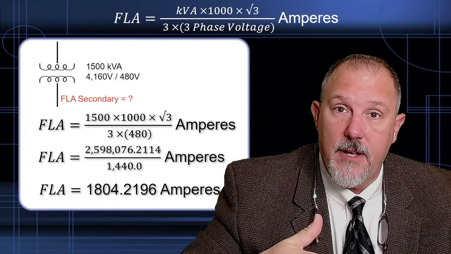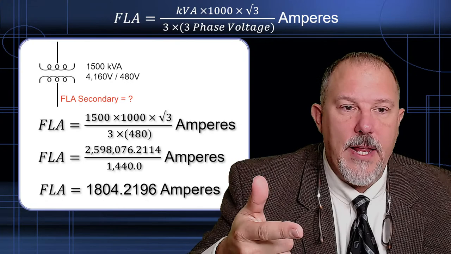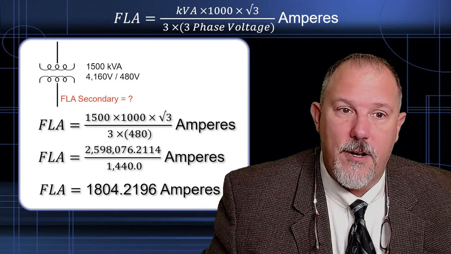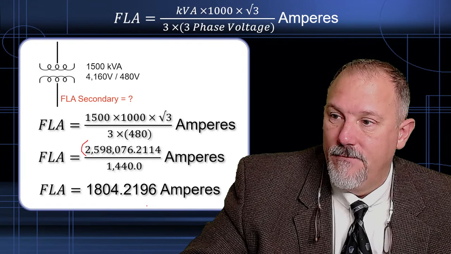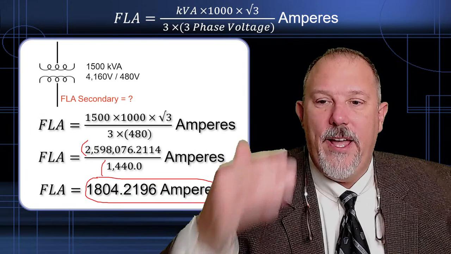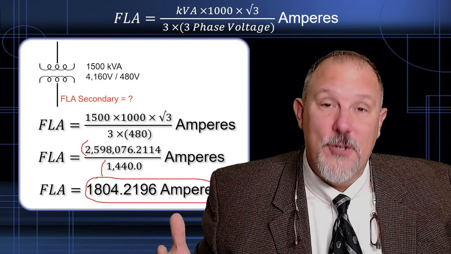For secondary full load amps, what's the single phase voltage? 480 divided by square root of 3. So 1500 times 1,000 times the square root of 3 divided by 3 times 480, this very large number, divided by 1440, and my full load amps on the secondary is 1804.2196. Now you might say, why would you ever do 0.2196? You would never do that. You'd say 1804 is my full load amps.